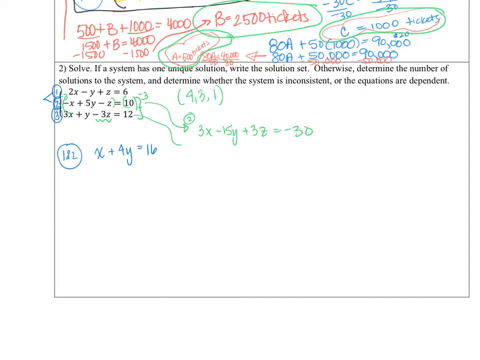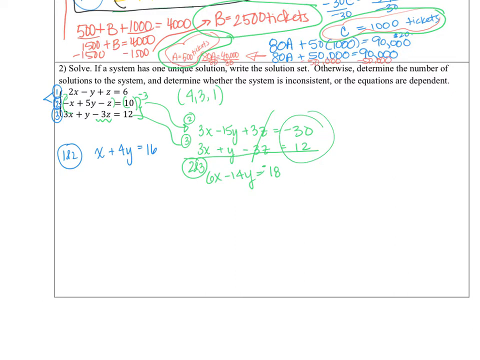But I'm going to bring down equation 3. That's going to be 3x plus y minus 3z equals 12. So when I combine those together, my new equation will be 6x minus 14y, the z's cancel like we wanted, equals, well, actually that would be negative 18, negative 30 and 12.